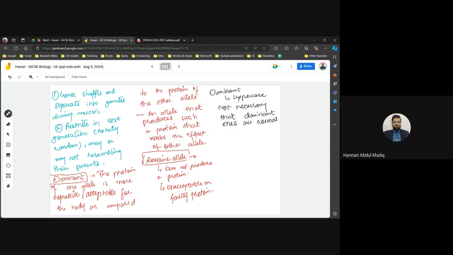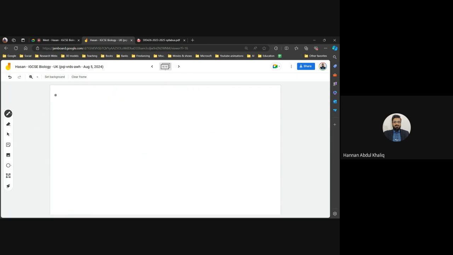So now the thing is that the alleles would define your appearance. Appearance is sometimes also called the phenotype.